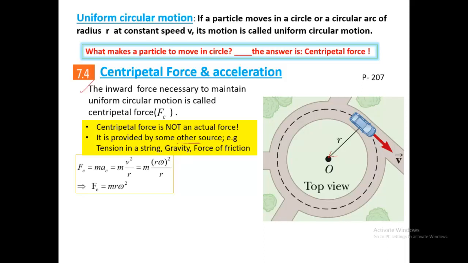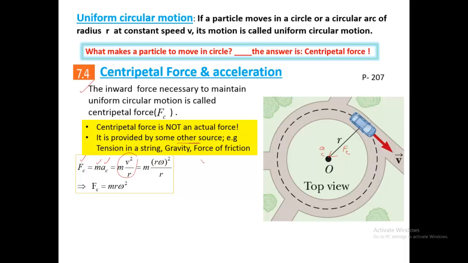Centripetal force is equal to mv square over r. Normally we have Newton's second law of motion: force is equal to mass multiplied by the acceleration. Since we have a force which is directed towards the center of the circle, the acceleration caused by that force is centripetal acceleration in the same direction.